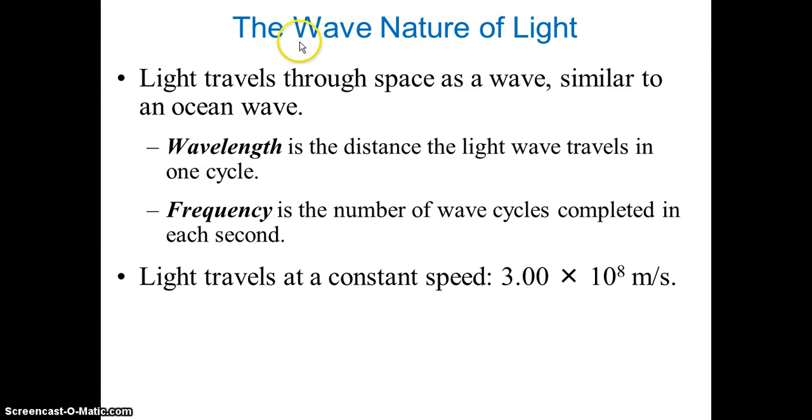Okay, in this video we are going to learn the wave nature of light. Light travels through space as a wave, similar to an ocean wave. Wavelength is the distance a light wave travels in one cycle, and frequency is the number of wave cycles completed in each second. Light usually travels at a constant speed of 3 times 10 raised to 8 meters per second.